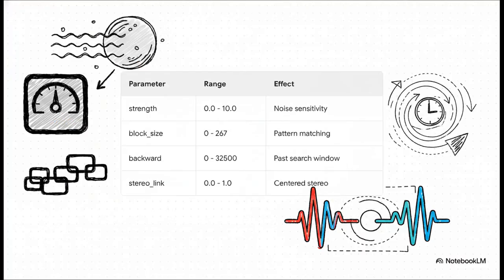You have highly granular control over how this algorithm behaves. First up is strength, from 0.0 to 10.0, which acts as your master sensitivity dial. Next, block size, from 0 to 267. This is the actual physical size of the snippet measured in samples that it uses to hunt for those patterns. Then you have backward. This is your time machine. It goes from 0 all the way up to a massive 32,500 samples into the past, telling the filter how far back to look. And finally, stereo link, from 0.0 to 1.0, which blends the calculation between the left and right channels to keep your stereo image rock solid.